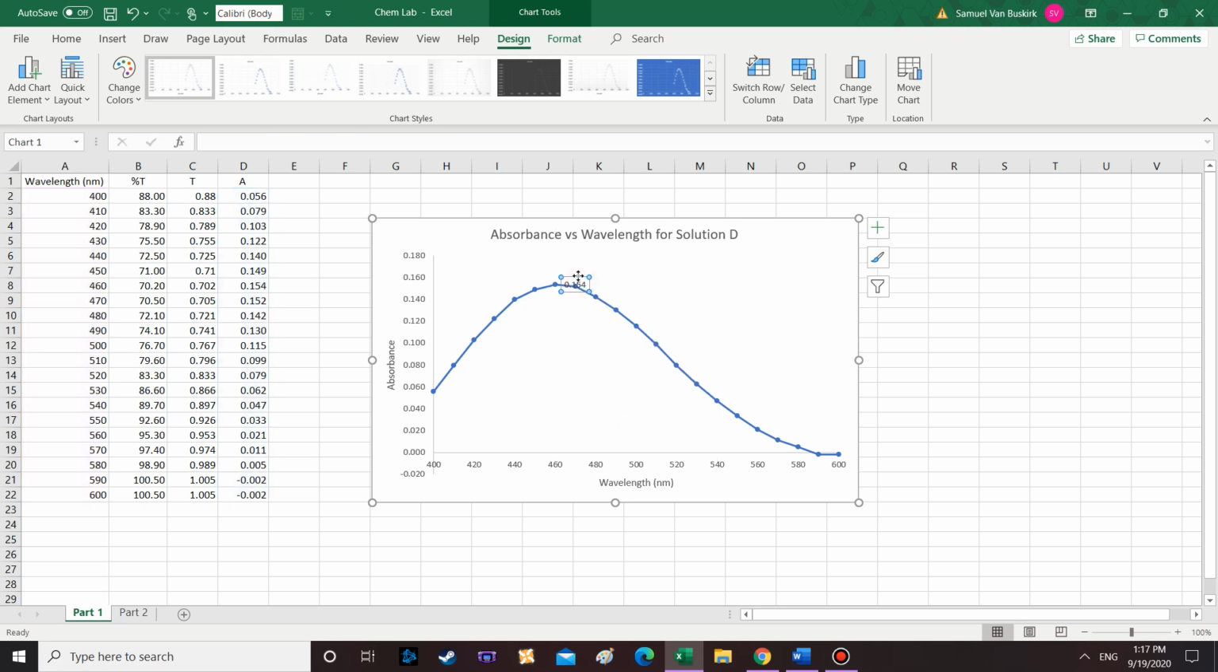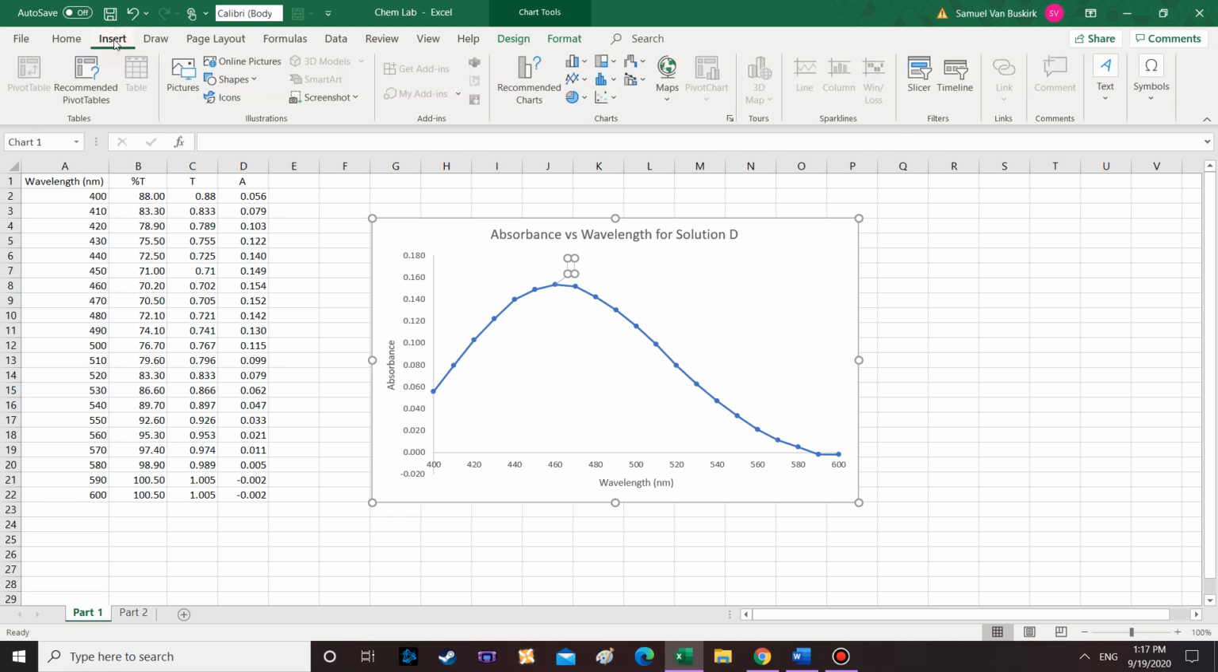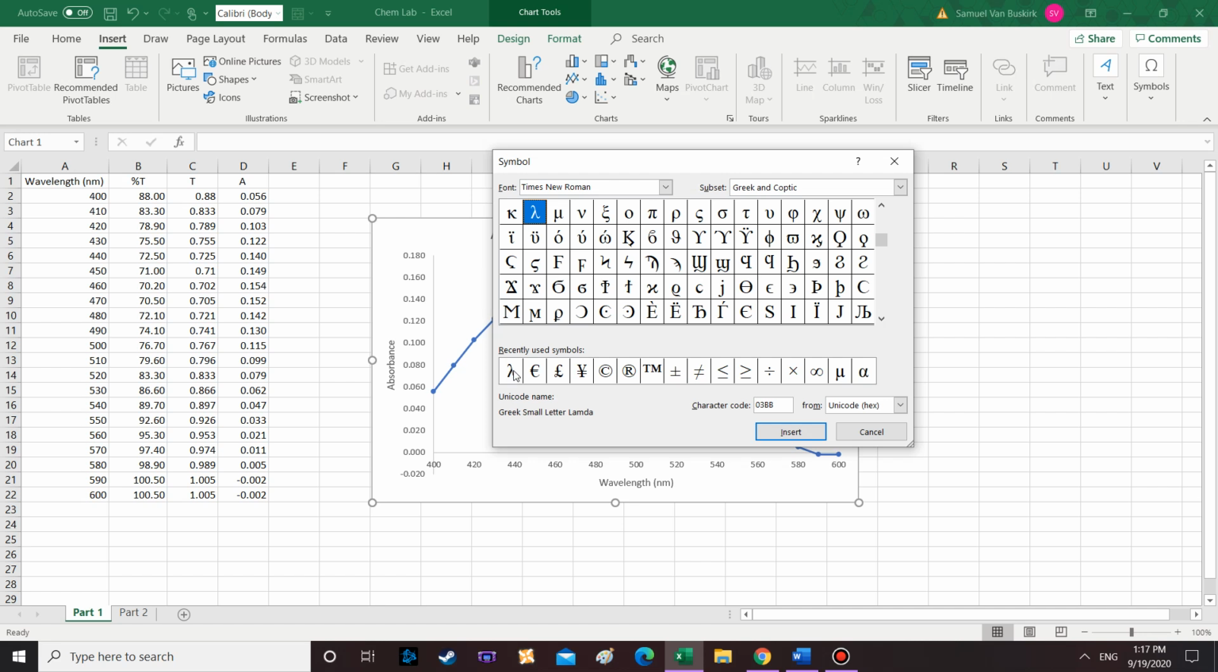Little box will come up here and drag it up a little bit. You can see a line connecting to it. So you need to label this point as lambda max. So let's clear that box out, and we're going to go to insert, and we're going to insert a lambda symbol. So I have it right here.